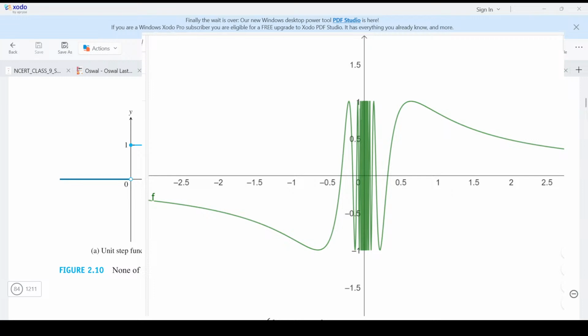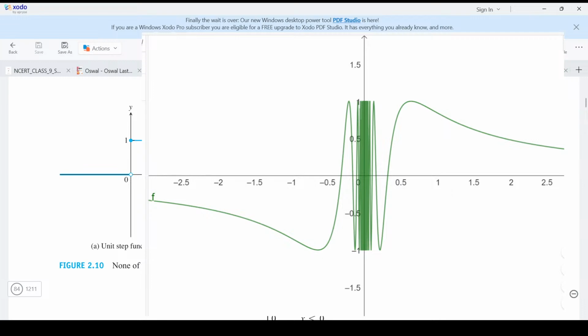This is an important result. Just remember that for sine 1 by x, the limit does not exist, because we use this result in multiple forms. We also use slightly different variations of this result in different forms. Now coming back here, the limit does not exist.